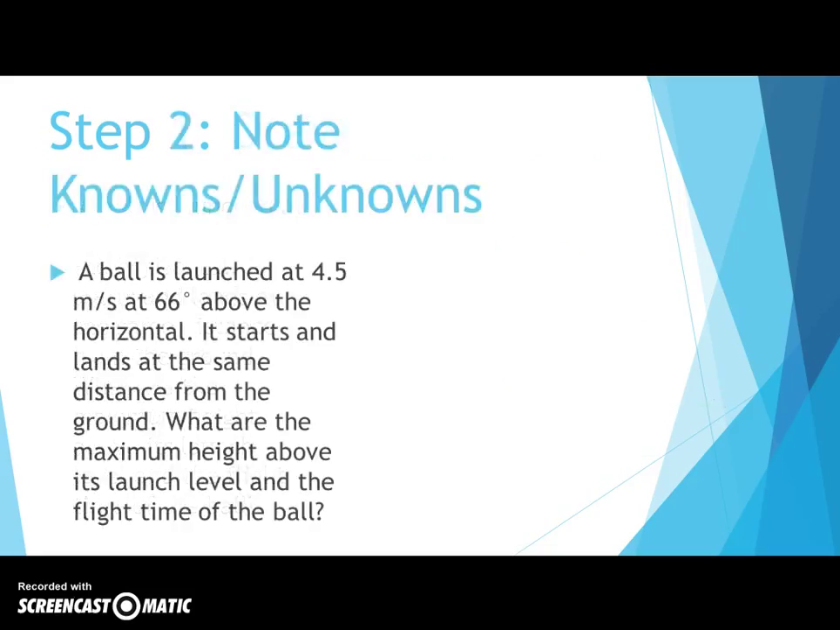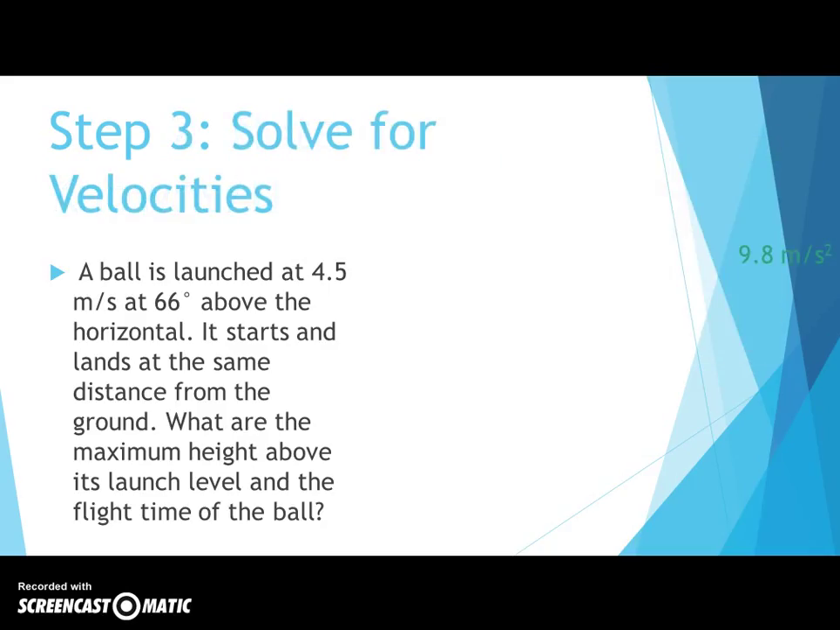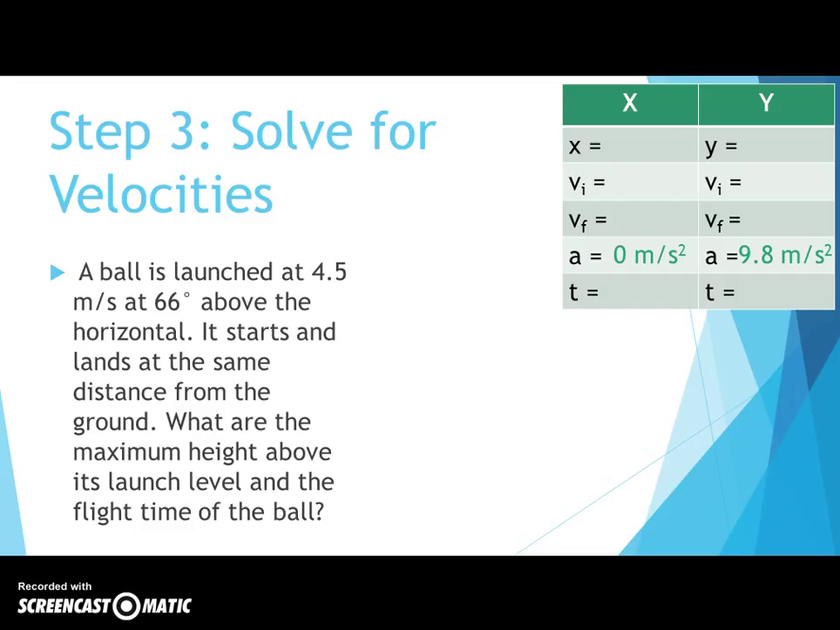Second step, just like always, note your knowns and your unknowns in that chart. So obviously the things that we know, we talked about acceleration in the x, we talked about acceleration in the y. We also know that we can't fill out anything else except for what we've been given. Here's our diagram, our chart. Let's take a look back at that diagram. We started off at an angle, 4.5 meters per second at 66 degrees. We need to find the x direction for that velocity, and we need to find the y direction for that velocity.